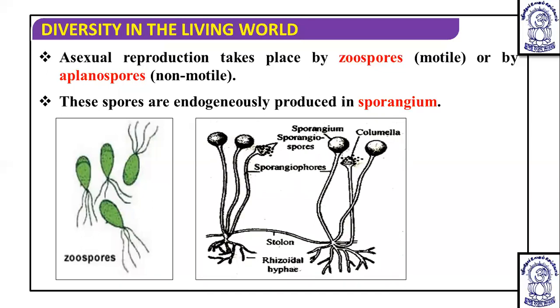This is also a structure which is showing the release of sporangiospores. Dear students, as you can see here, this is a sporangiophore, and this is the sporangium, and from this sporangium the spores or sporangiospores are getting released. Okay, so this body is known as the sporangium.